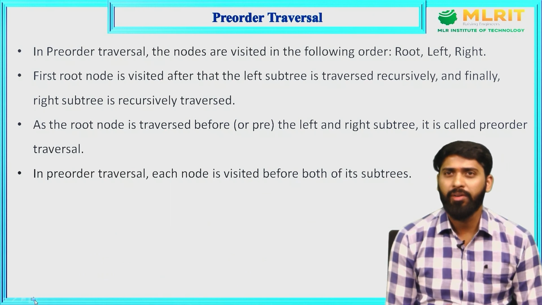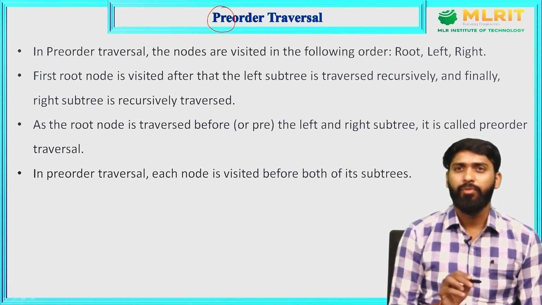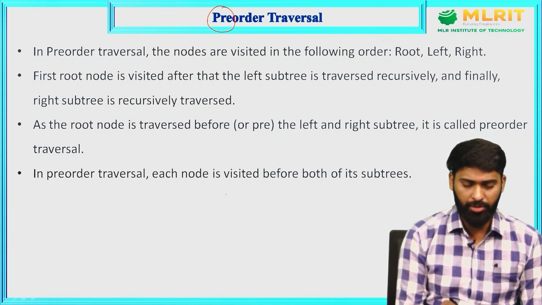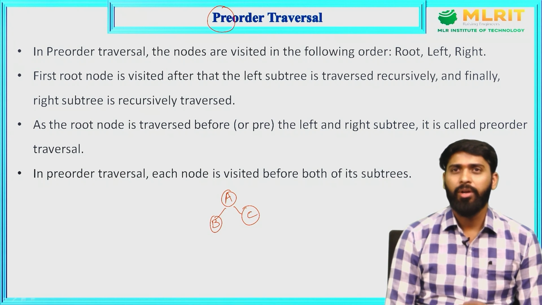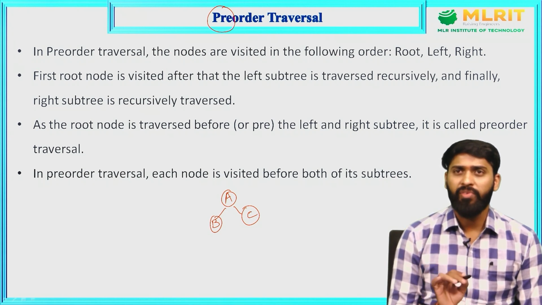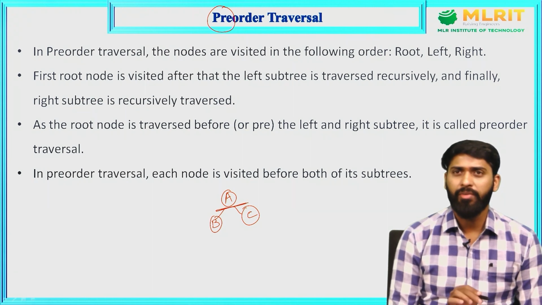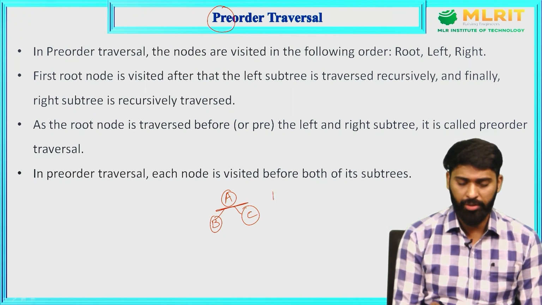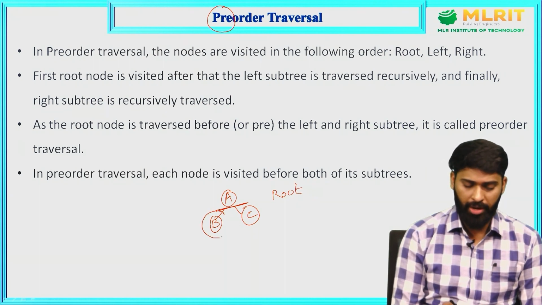Pre-order traversal. Remember the word pre here. Let us assume this is the tree A, B, C. Pre means first display the root. This root has a left subtree and a right subtree.